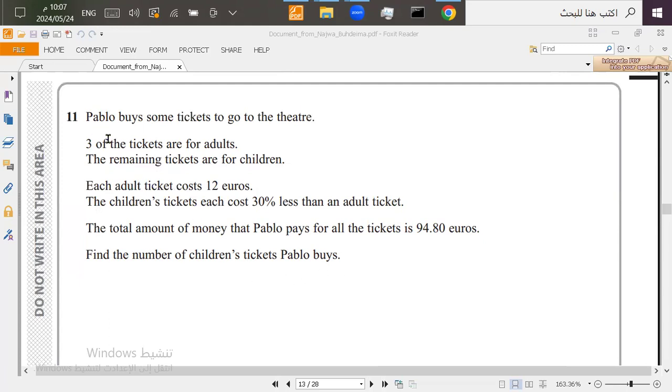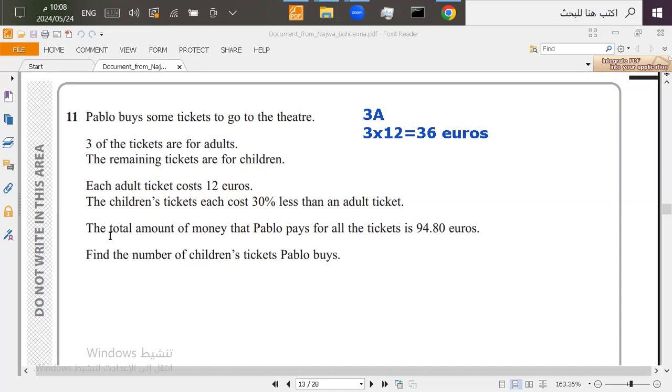Okay. So 3 of the tickets are for adults, so 3A. It means he buys 3 adult tickets. Each adult ticket is 12. So we know he buys 3 adult tickets, and each of these adult tickets costs 12. It means he's going to buy 3, so we multiply it by 12. So it means we have 36 euros just for the adult tickets. Okay. Yes, these are the adult tickets and how much they cost.